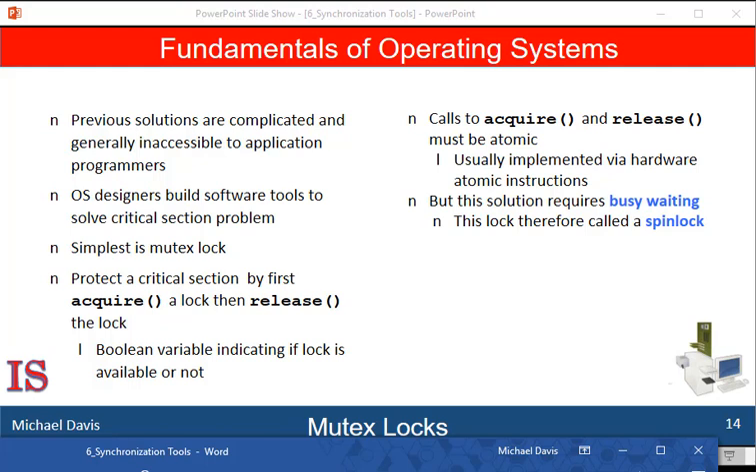Why don't we take a break here so that you can look over your notes and get a firm grasp on the mutex lock and so on. And when you're ready, come on back and we will proceed to the next topic, which is the use of semaphores.